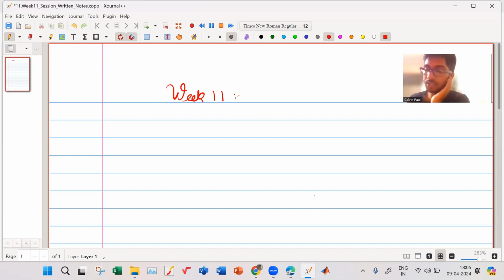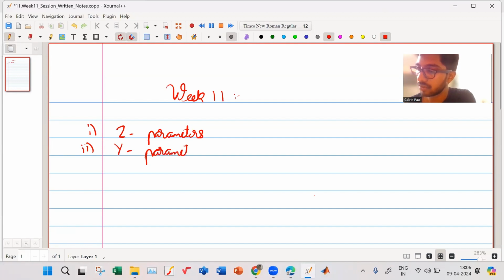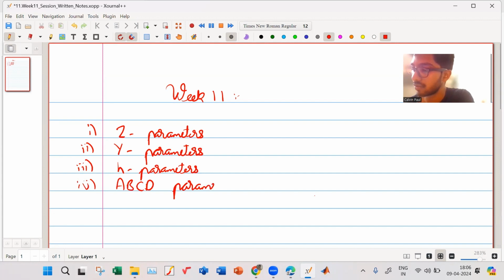Okay, so what are the 4 parameters which we have? Z parameter, Y parameter, H parameter, and ABCD parameter. So there are your Z parameters, your Y parameters, your H parameters, and then you have your last one, that is your ABCD parameters. These are the parameters used to represent a two-port network.